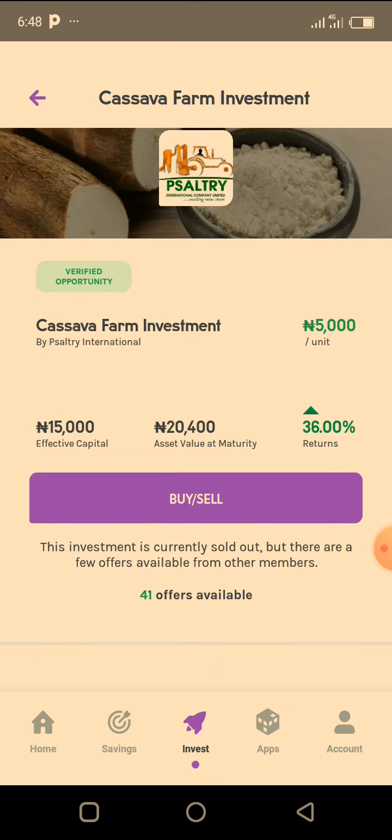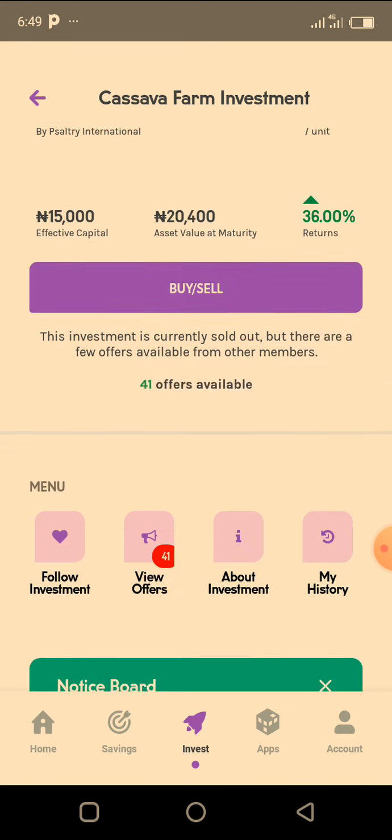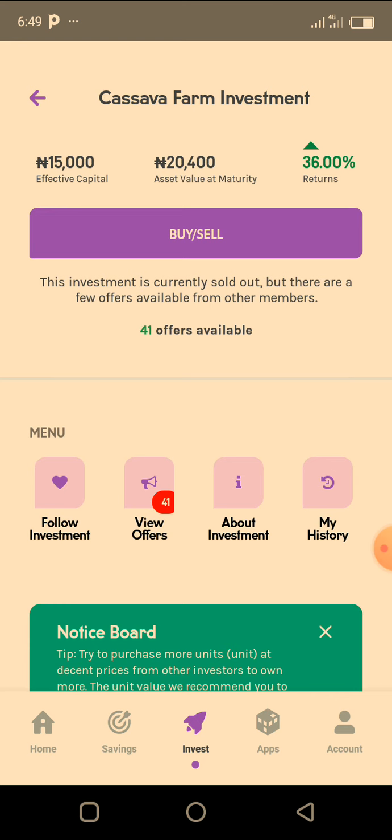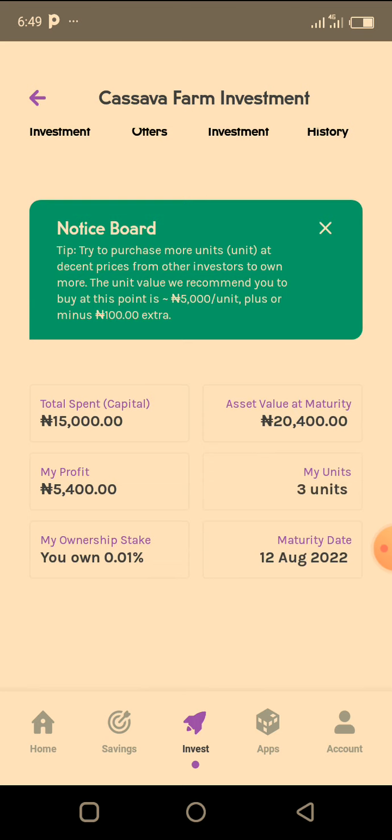Imagine you invest like 1 million naira, you are getting 360,000 naira after 6 months. Wow. Without doing anything, without labor, that's residual income. You understand? After a year and 6 months, that's the period cassava stays before it matures. So that is it. So you can always invest.